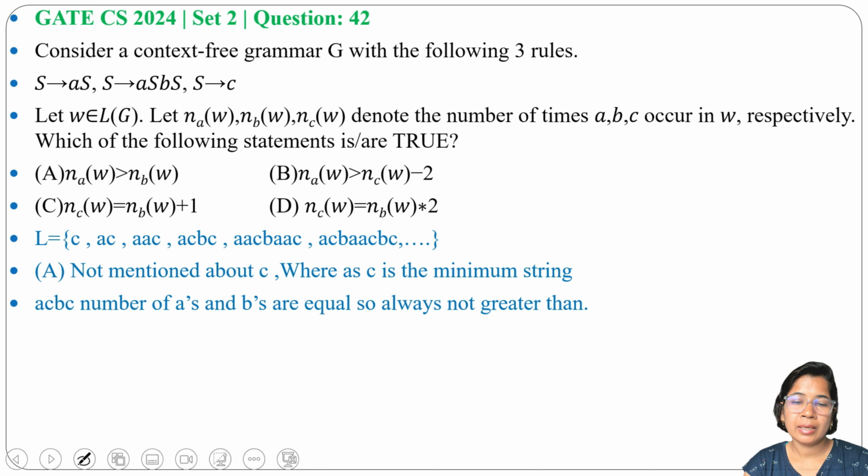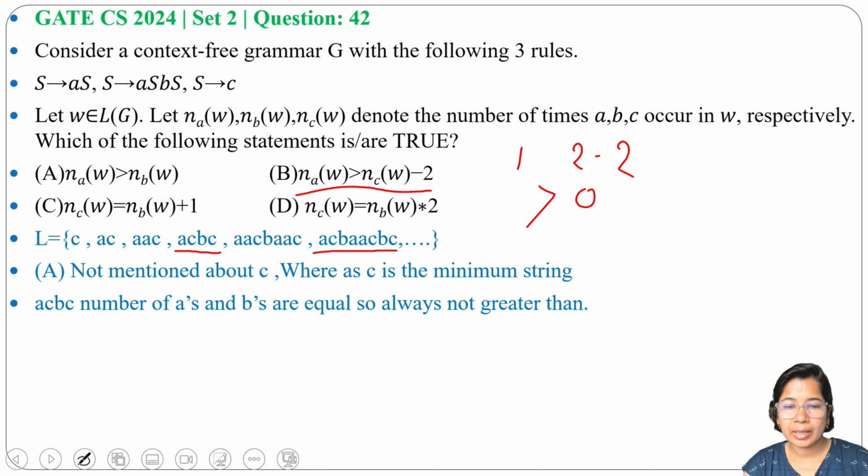Next option B: number of A in W is greater than number of C in W minus 2. Let's take an example. For ACBC, the number of A equals 1 and the number of C is 2. So 2 minus 2 is 0, and 1 is greater than 0. Now let's take this string. Here the number of A equals 3 and the number of C equals 3. So 3 is greater than 3 minus 2.